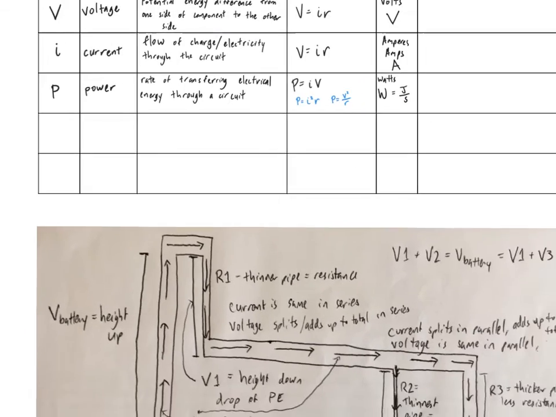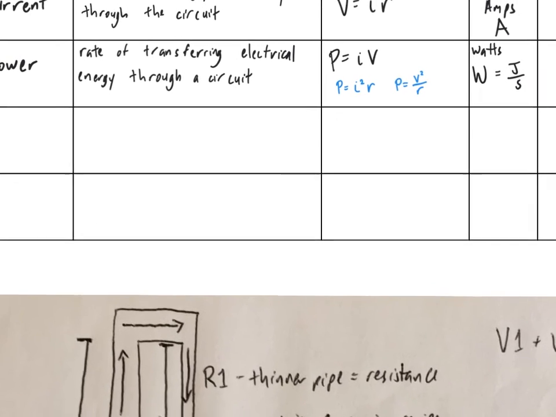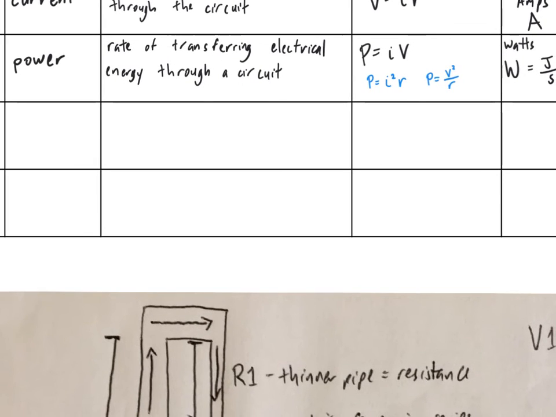Okay, so that is power, and you'll notice that power is a combination of the current and the voltage. So it's the drop or the potential energy difference and the flow of the current that kind of multiplied together give you the total electrical power that's being used.